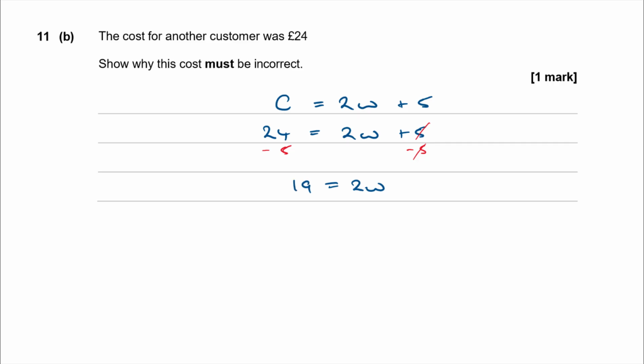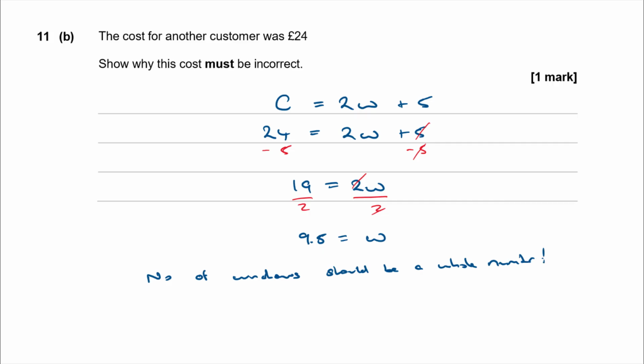Then to find the number of windows, I'm going to have to divide both sides by 2. W then is going to be half of 19. What's half of 19? 9.5. So that means this person had 9.5 windows. So number of windows should be a whole number. Okay, so it should be a whole number and not 9.5. Okay, so that's how I can tell they're wrong.